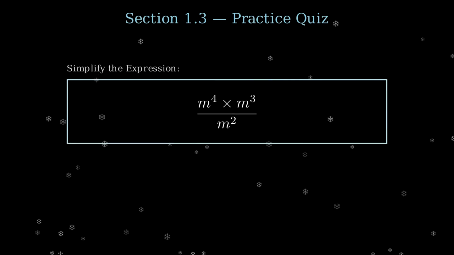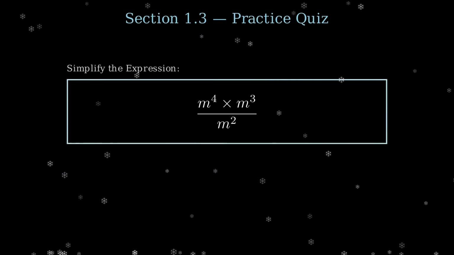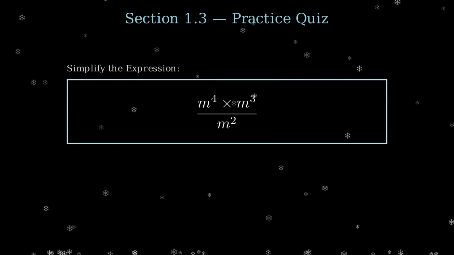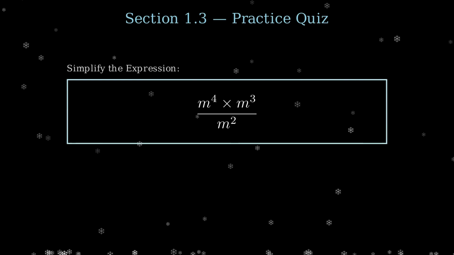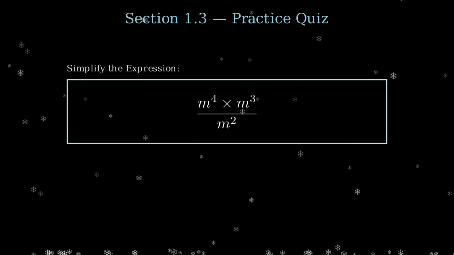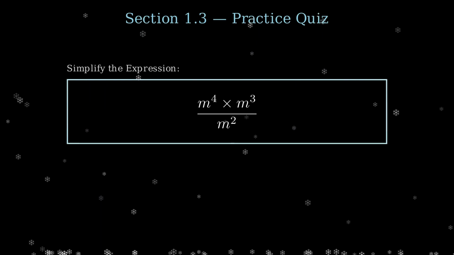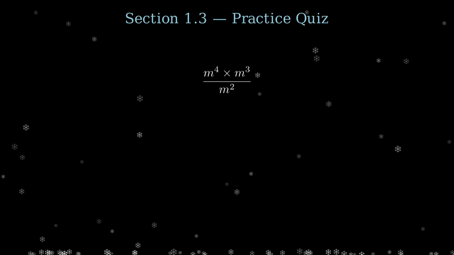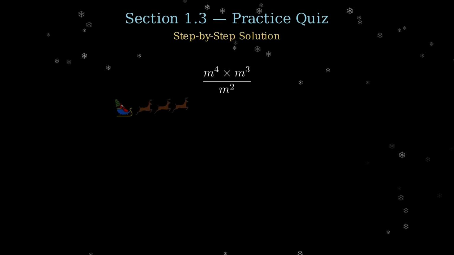Now, let's test your understanding with a practice problem. Simplify the following expression, m to the 4th power, multiplied by m cubed, and then divided by m squared. Think about which rules to apply first. Let's solve this step by step.